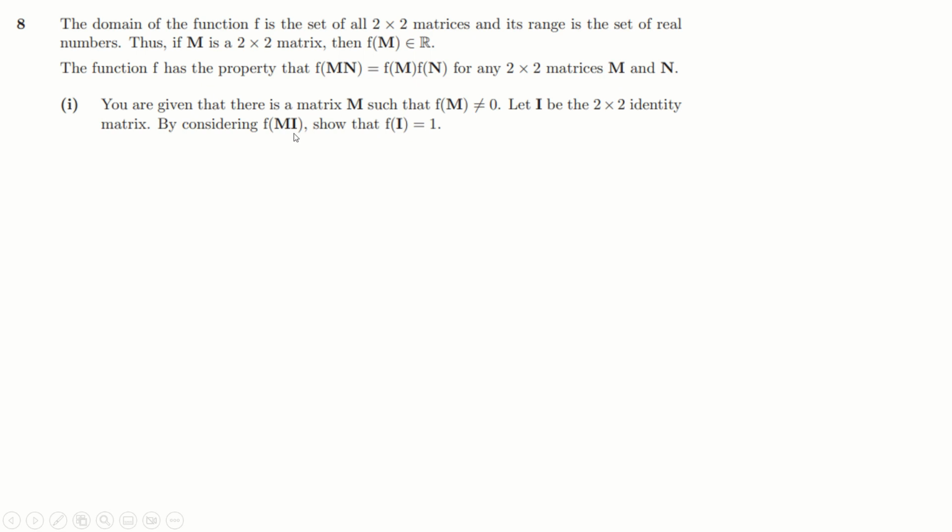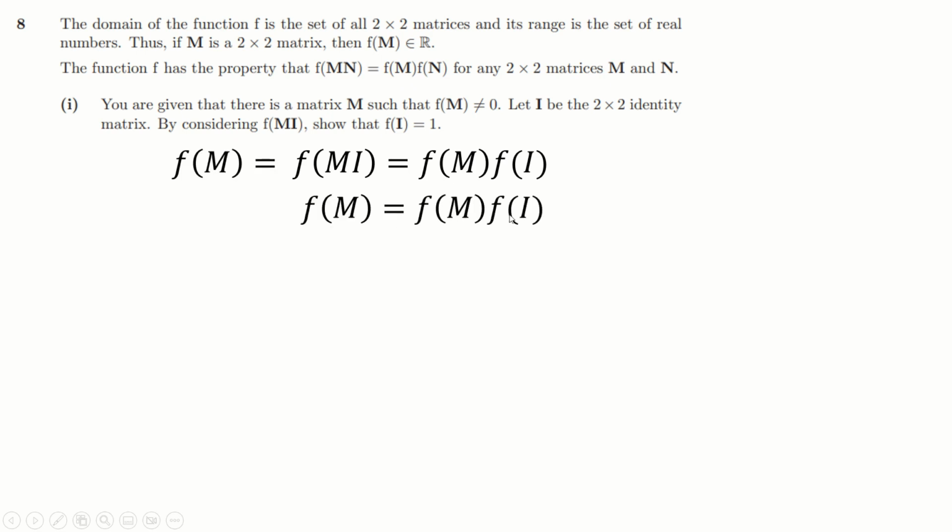So, okay, well, f of mi is, by the rule, just f of m times f of I. But it's also, well, mi is just m, right? So that's also f of m. So we have f of m equals f of m times f of I. But f of m isn't 0, so we can divide both sides of this by f of m and get f of I is 1. So that's all that done.